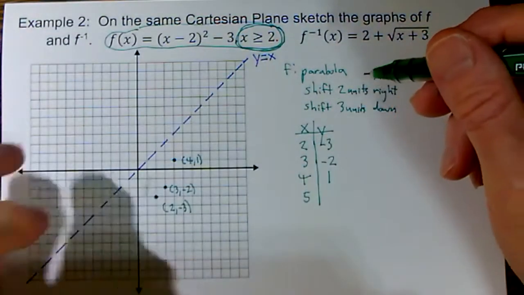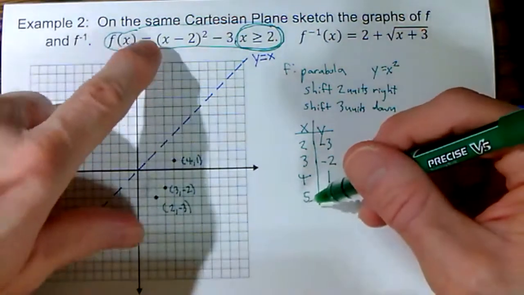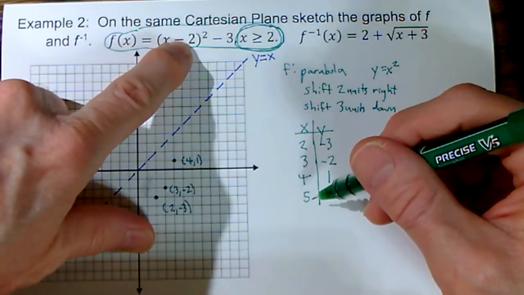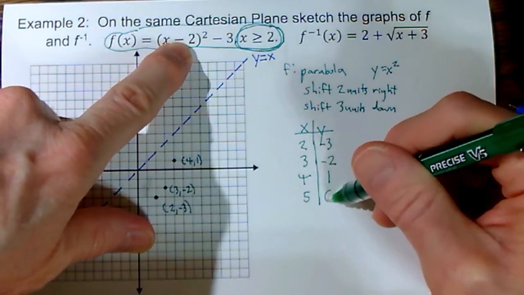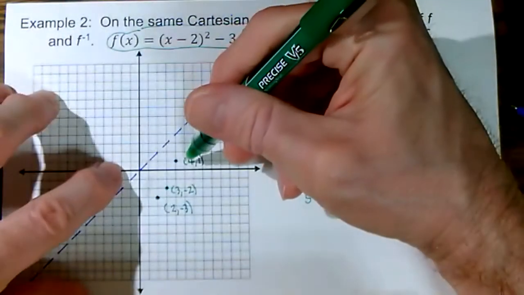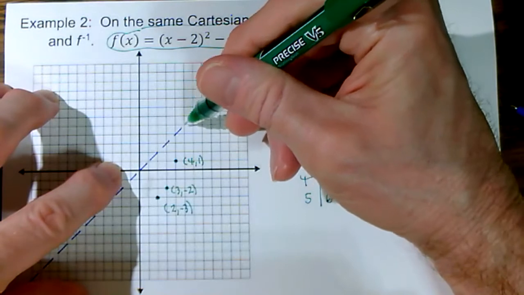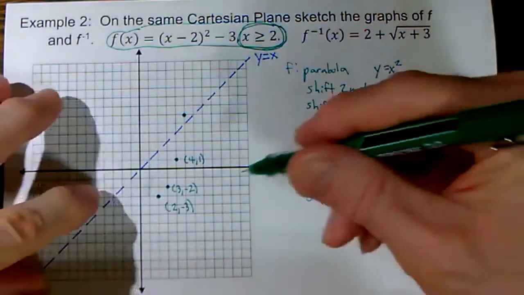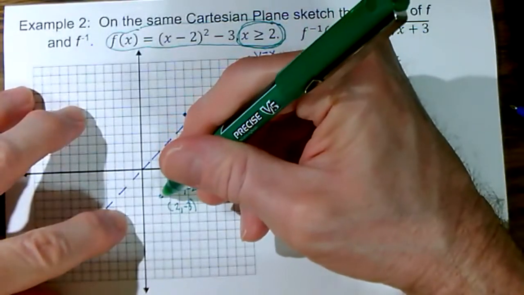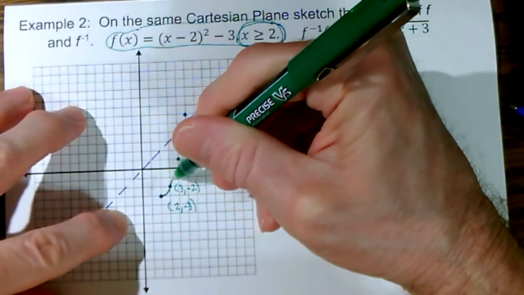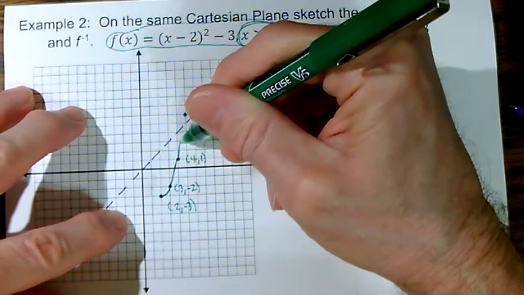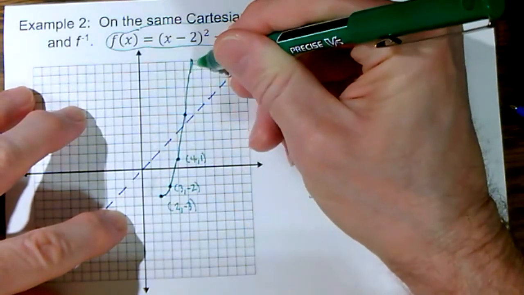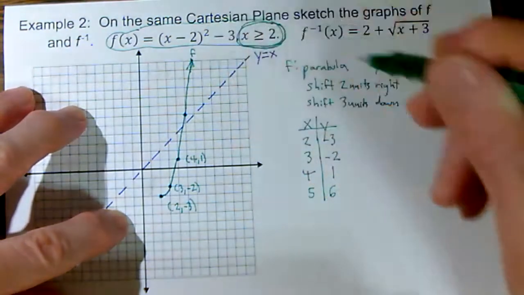Like that. And finally, if x is 5, 5 minus 2 is 3. 3 squared is 9. 9 minus 3 is 6. 5, 6, 1, 2, 3, 4, 5, 6 would put me right there. So you can see a parabola shape, but again, it is only going to be half of a parabola, just this half, like so. That's the graph of f.